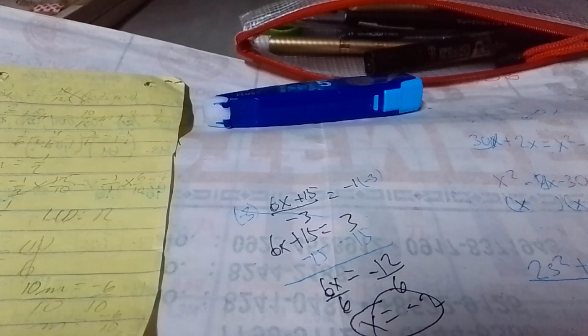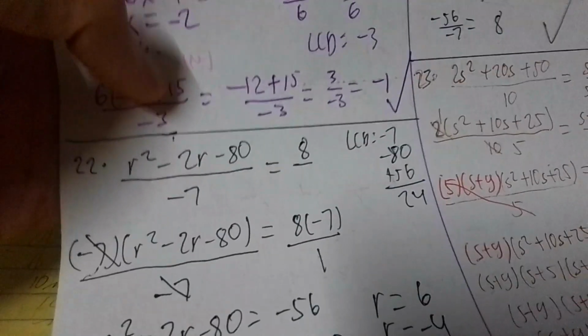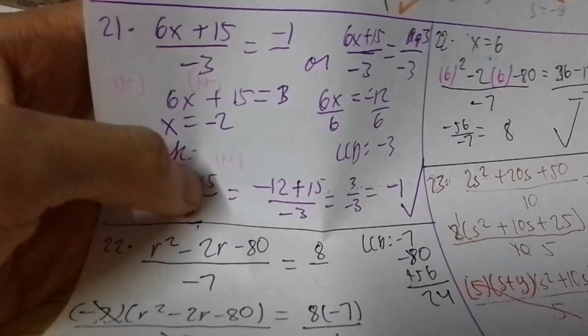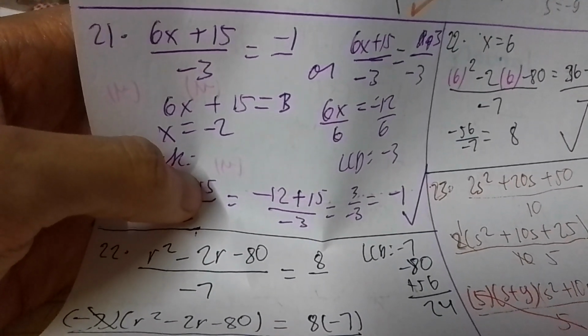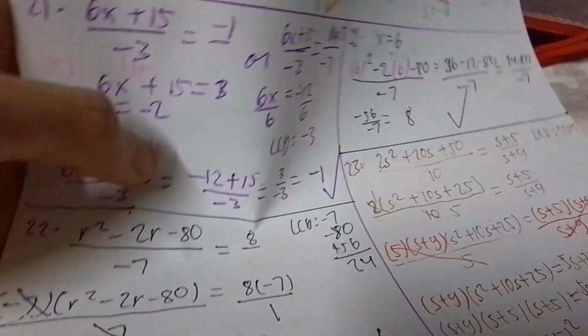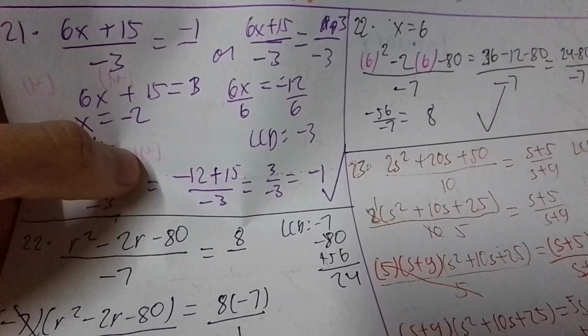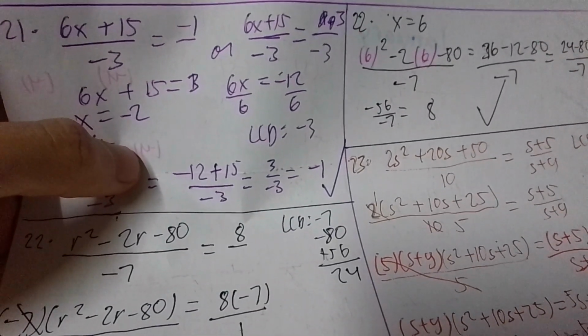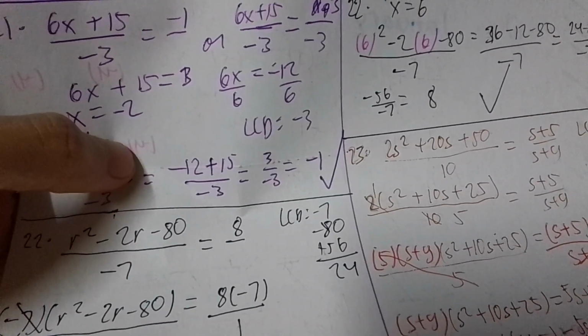Now check. This is the solution sheet that I did last time. Do you see the one in violet? That's the one. The first thing that I did is 6x plus 15 divided by negative 3 equals negative 1. What I did here was apply the LCD. So the LCD is negative 3, right? Multiplying by the LCD, the denominators cancel. That's what you do in rational functions.